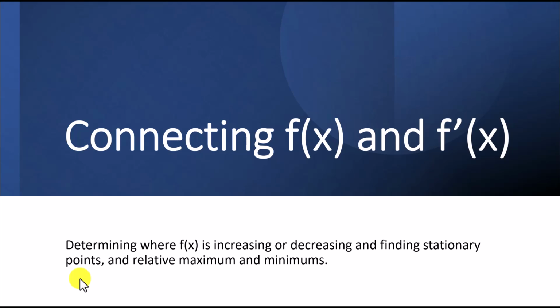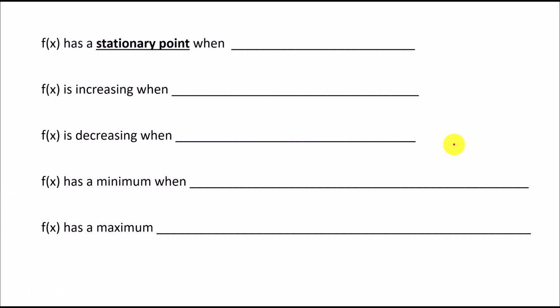Okay, in this video we're going to talk about the connections between f of x and f prime of x, and we're going to be using the derivative to find things like stationary points, relative maximums and minimums, and where f is increasing and decreasing. In order to do this, there are some rules that you need to memorize. So f of x has a stationary point when f prime of x equals 0.